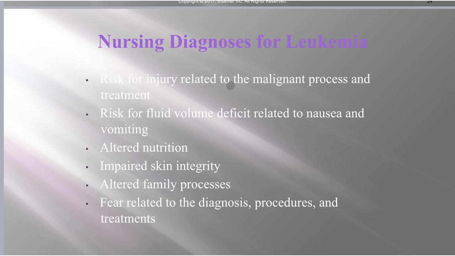So some nursing diagnoses for leukemia. This is just a few. I'm sure we could have a lot more. Caregiver role strain, fear, altered nutrition, risk for fluid, risk for injuries. I'm sure there's even more than that out there that I can't even think of all of them.